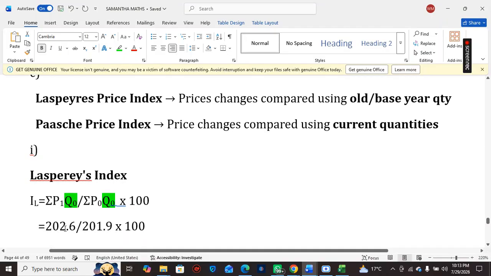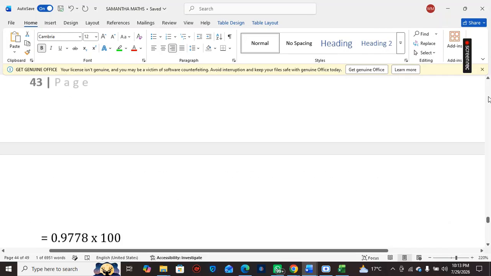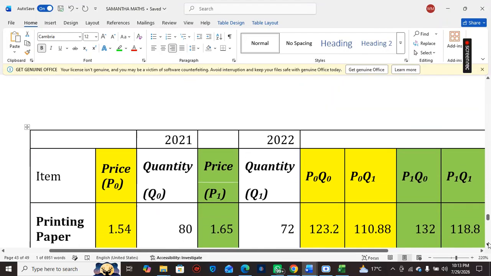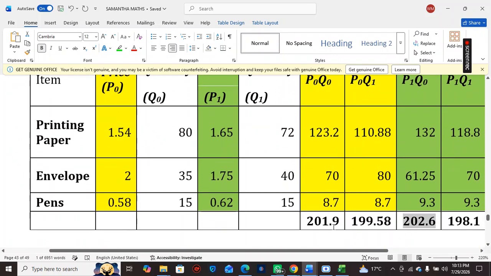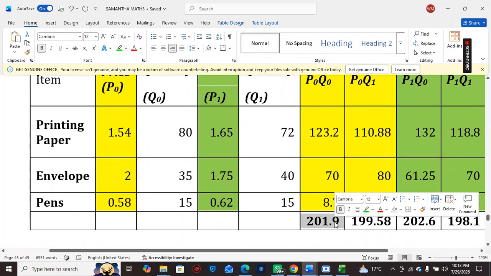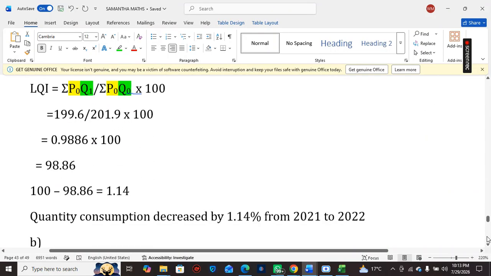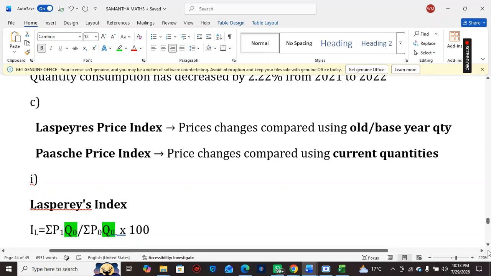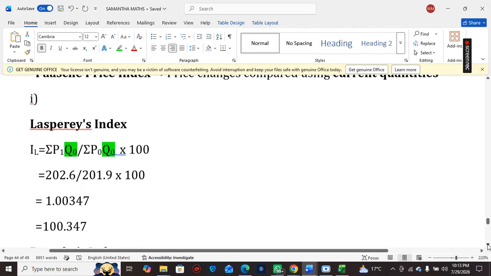And here, 202.6 over the summation of P0Q0. Okay, P0Q0, as you can see here, 201.9. Okay, 201.9. So where is this? Yes.